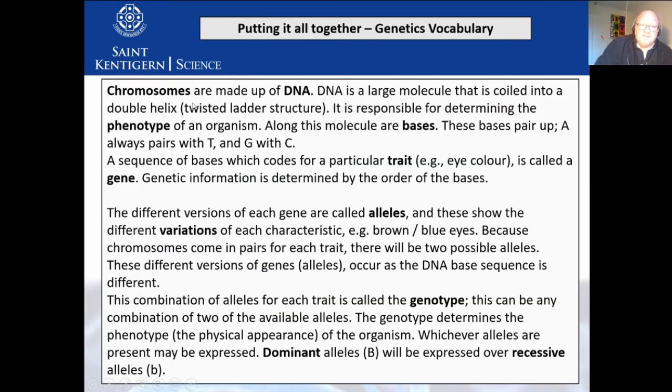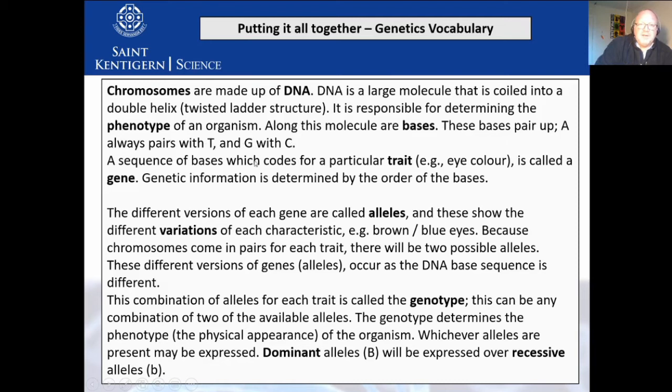So here's the thing you need to memorize, basically, this slide. Okay, so chromosomes are made up of DNA. DNA is a large molecule that is coiled into a double helix, a twisted ladder. It is responsible for determining the phenotype, or the physical feature of an organism. Along this molecule, the DNA, are bases and nucleotides. These bases pair up A to T and G to C.